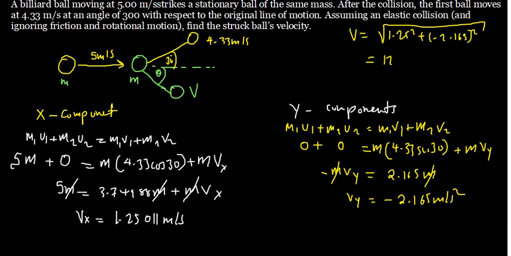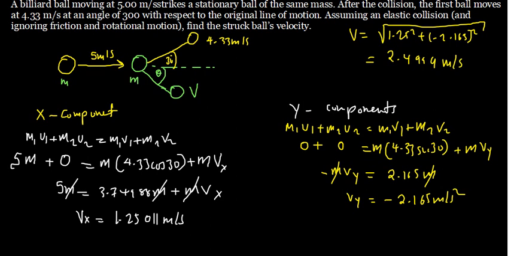Let me repunch my answer. We have got 1.25 squared plus negative 2.165 also squared, and then we square root the answer. So that is 2.4999 meters per second. So that is the velocity.